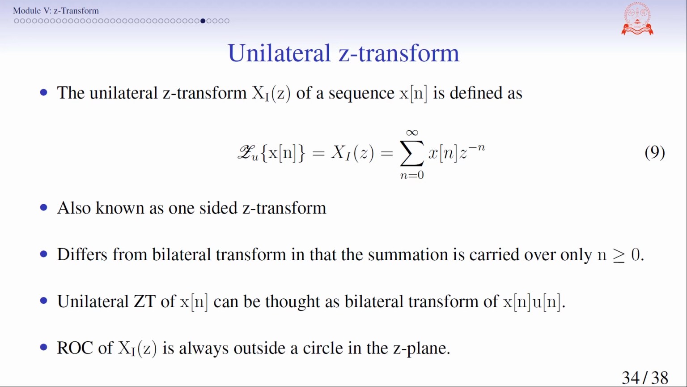The region of convergence of the unilateral Z transform is always outside a circle for the above equation case, and it is always inside the circle if I am taking the n values only for the anticausal part. So thank you.